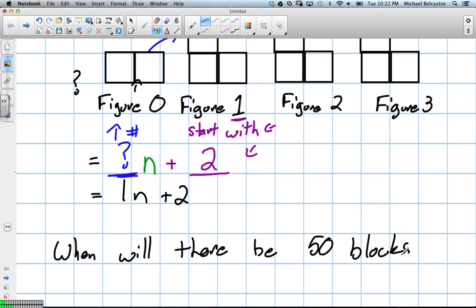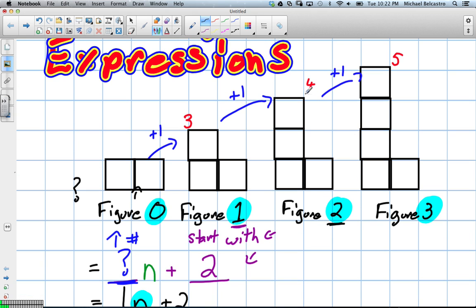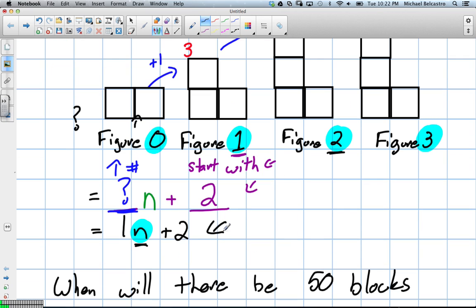Okay, so remember, this n stands for what figure we're on, okay? That's what the n stands for, technically. So this n is what figure number we are. Figure 1, figure 2, figure 3, okay? And just to prove it, let's say we're at figure 2. How many blocks are in figure 2? 4. So let's take this expression and plug 2 in for n, okay?